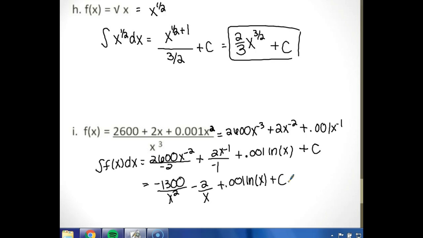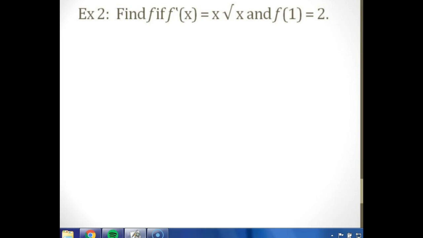So 2,600 divided by negative 2. Okay, what do we think about e to the x? Yeah, it's just going to be e to the x plus c, because the derivative of e to the x is e to the x.